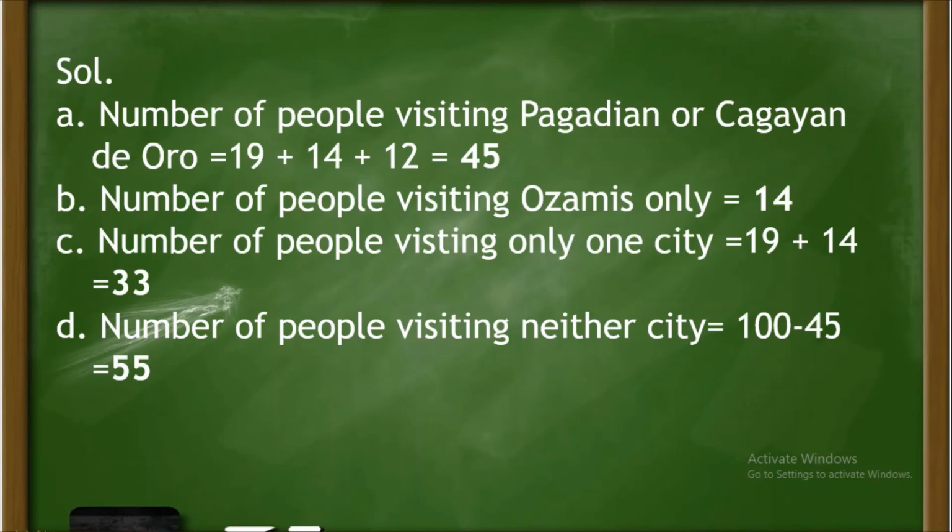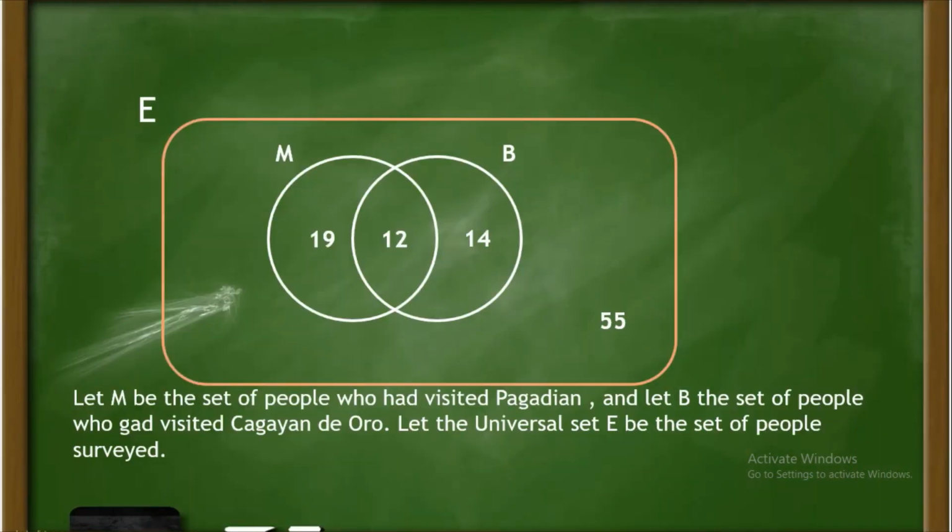Letter D, number of people visiting neither city. Wala talaga silang napuntahan. So, how to compute? Di ba nga, may 100 ka people ang in-interview. And may 45 ka people lamang ang nakapunta. It's either sa Pagadian or sa Cagayan de Oro. Therefore, 55 katao ang walang napuntahan.